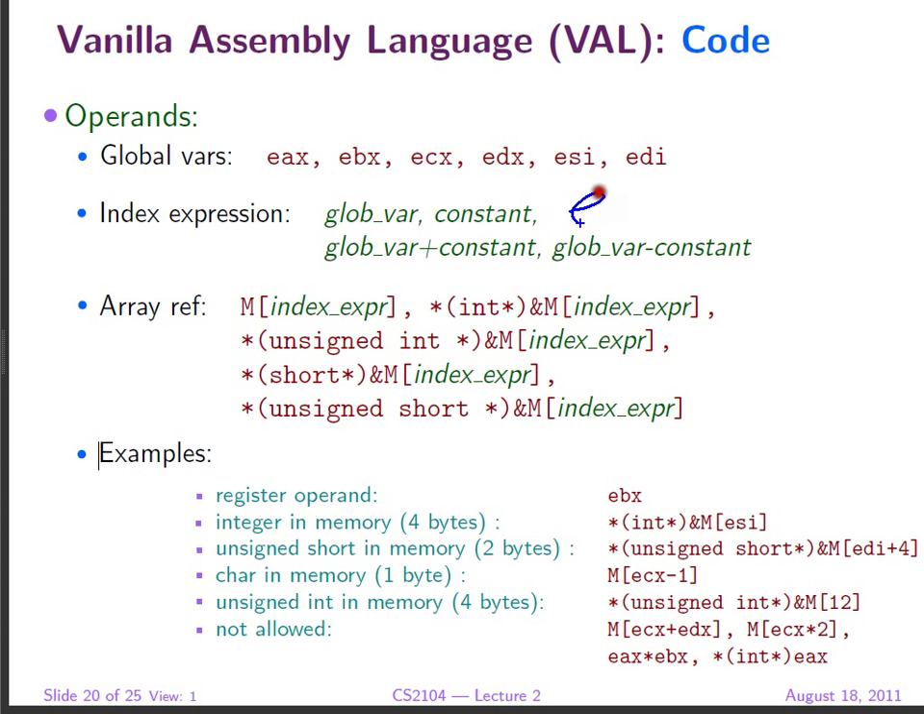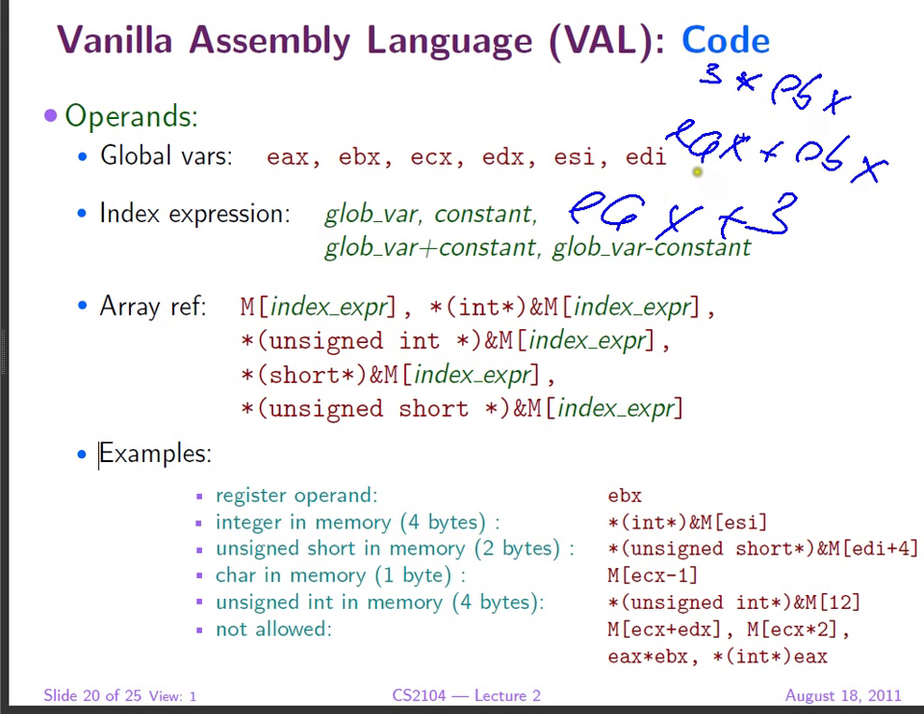For instance, EAX plus 3 is a legal index expression. EAX plus EBX is not. 3 times EBX is not. So this is not allowed, this is not allowed. Only global variable plus constant, global variable minus constant. Now, other kinds of operands.